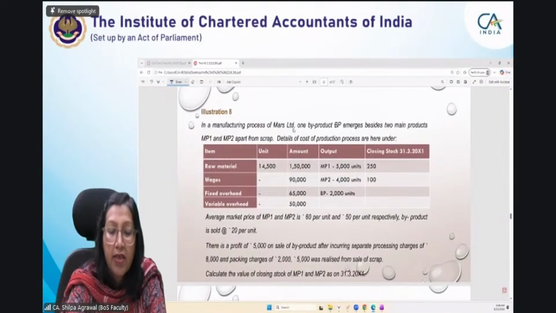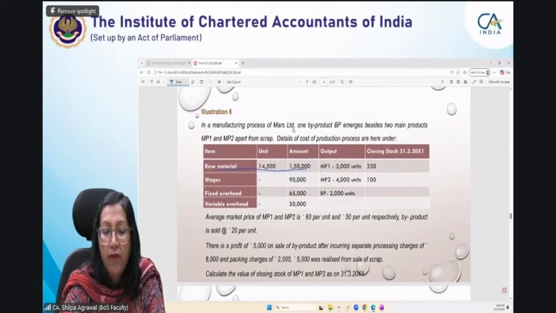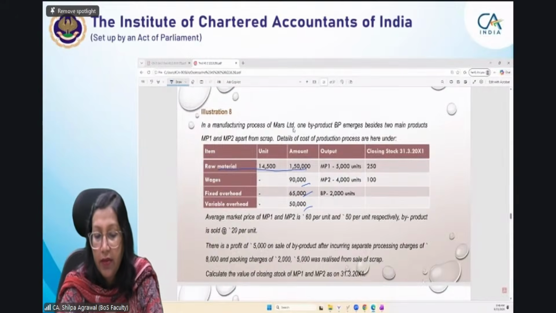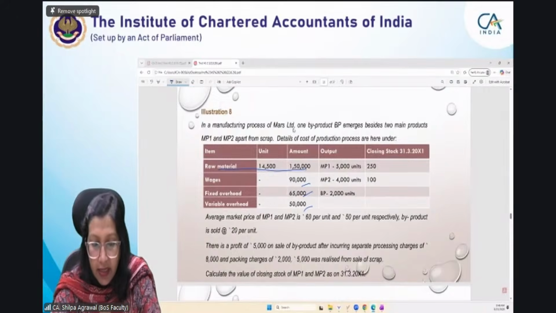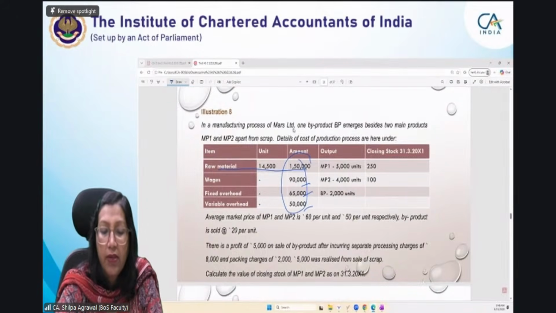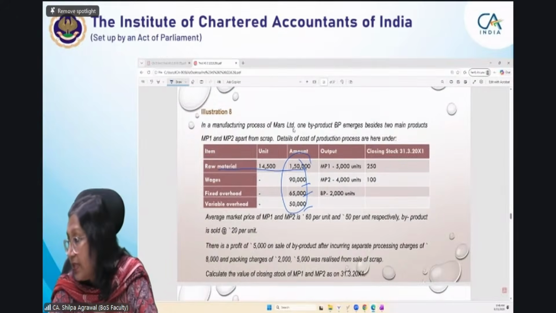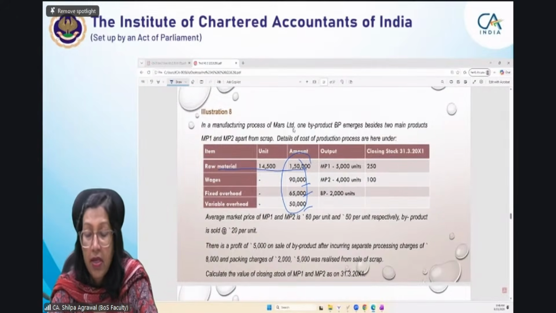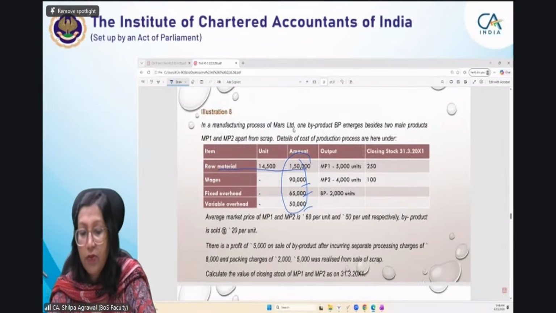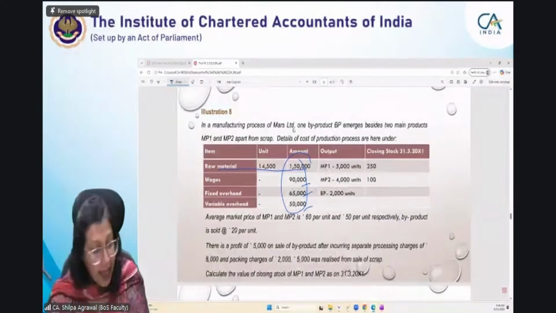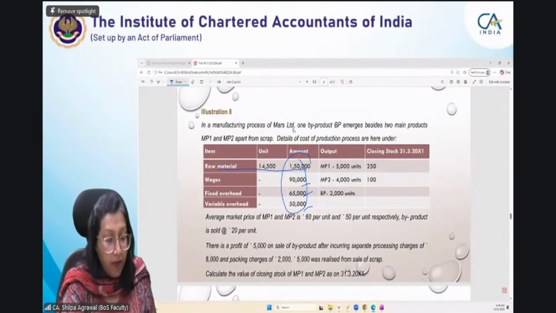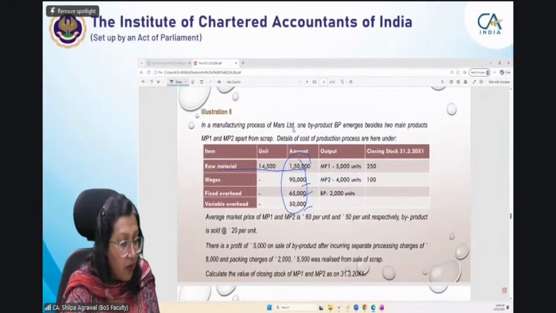First of all, what is given is raw material, unit and amount, wages, fixed overhead and variable overhead. Okay. So we'll calculate all this. Is there any allocation for fixed overhead? Let me see. It is not given. So we'll sum total this value and we'll get 1,50,000 plus 90,000. I want answer from all of you students. Be active. Okay. 1,50,000 plus 90,000 plus 65,000 and 50,000. What is the cost? 3,55,000. Good.